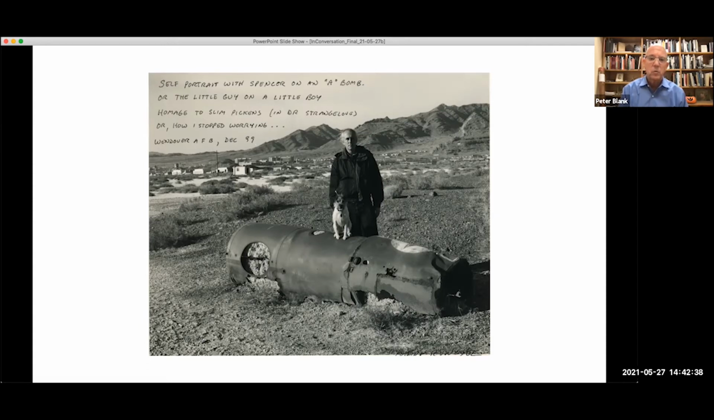Here we see Mark at Wendover Air Force Base. Spencer is sitting on top of a dummy bomb casing for the Little Boy type of atomic bomb that was dropped on Hiroshima in 1945. Wendover was the site where these dummy bombs were drop tested. And what Mark does is Mark goes out to these sites to do his work.